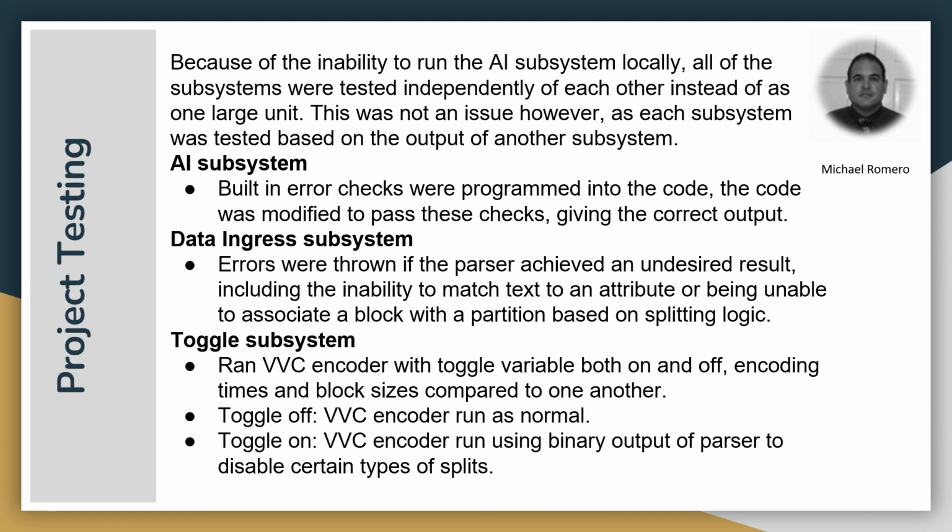The toggle subsystem ran the VVC encoder with the toggle variables both on and off. Encoding times and block sizes were compared to one another. When toggled off, the VVC encoder ran as normal. When toggled on, the VVC encoder ran using binary output of the parser to disable certain types of splits.